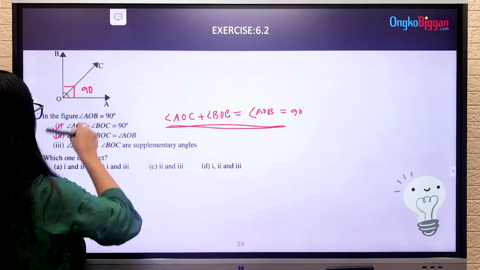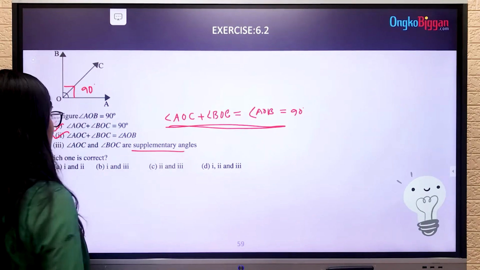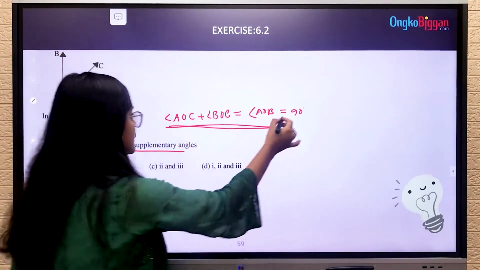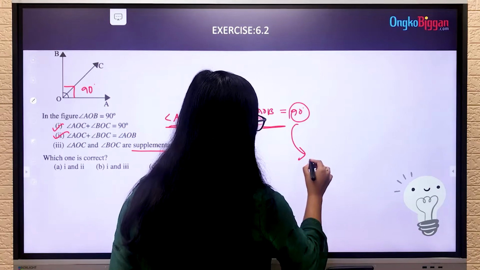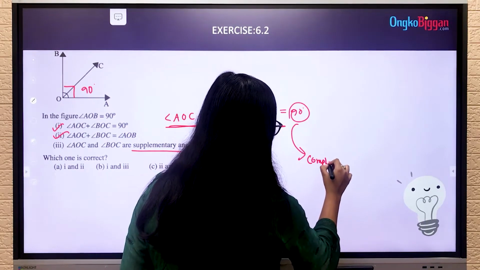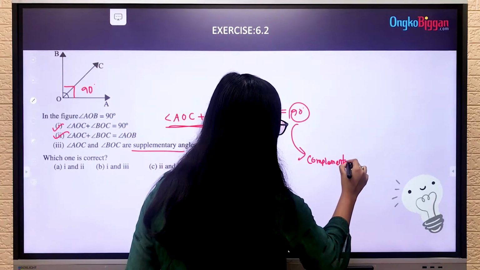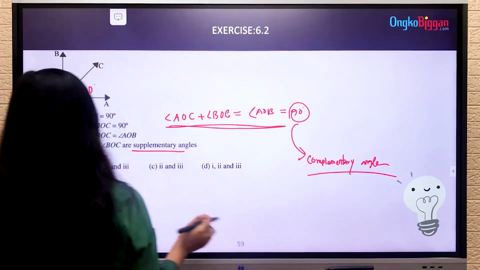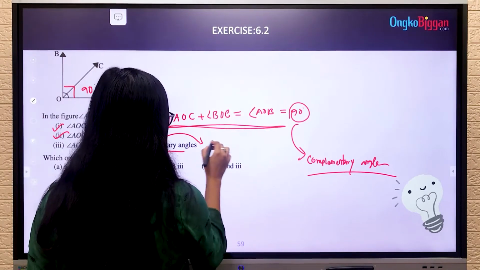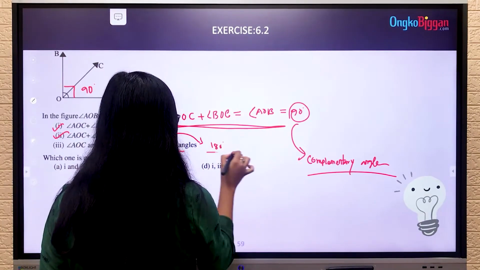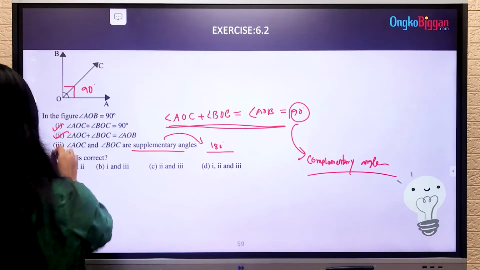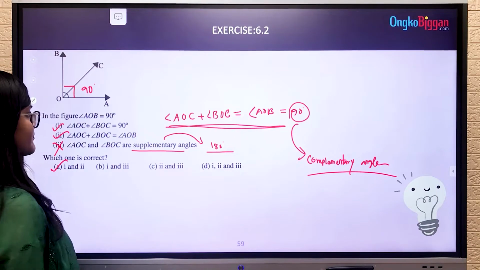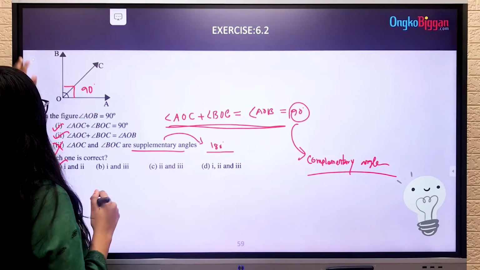AOC and BOC, that means these two angles are supplementary. You can see they make a summation of 90 degrees, and for 90 degrees we have learned it is complementary angles. In the case of supplementary angles, the summation should be 180 degrees. So this can't be supplementary, so this statement is wrong. Our correct answer will be 1 and 2. So yes, that's a very easy one.